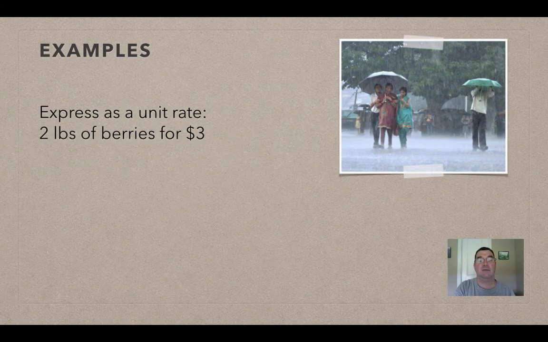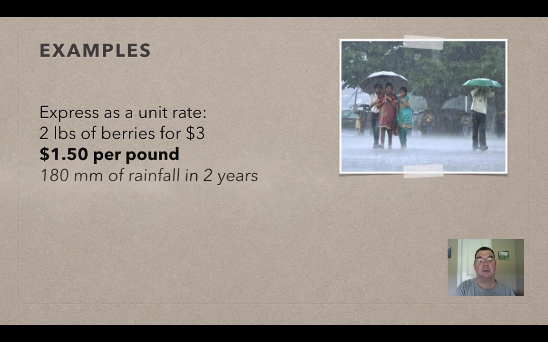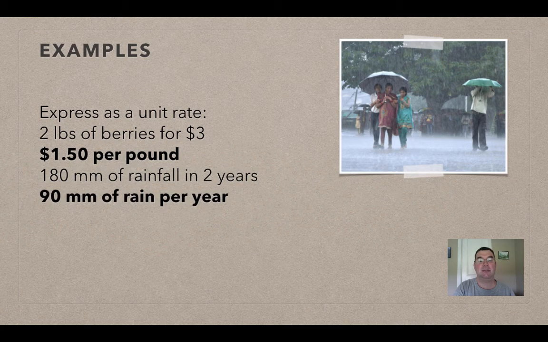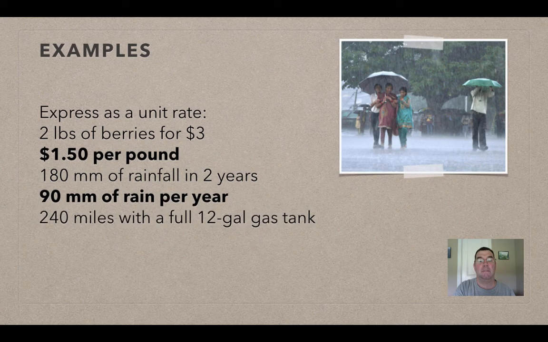If I had 2 pounds of berries for $3, then I would divide 2 by 3, or the other way around, depending on whatever they wanted to know. I would take the $3 and I would divide it by 2, and I would get $1.50 per pound. If I have 180 millimeters of rainfall in 2 years, then if I divide those two, I get 90 millimeters of rain per year. If I travel 240 miles with a full 12-gallon gas tank, then that is going to be 20 miles per gallon. So those are just some examples of how you would divide two units to get the unit rate.